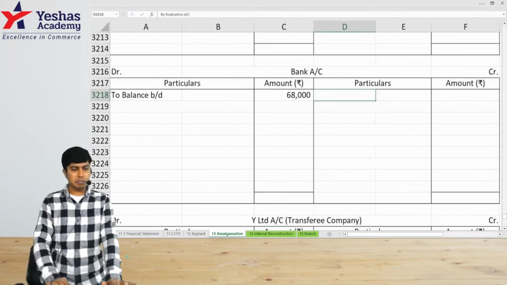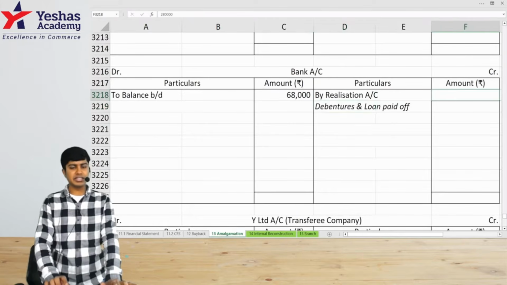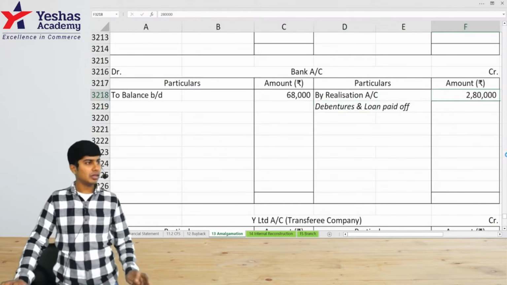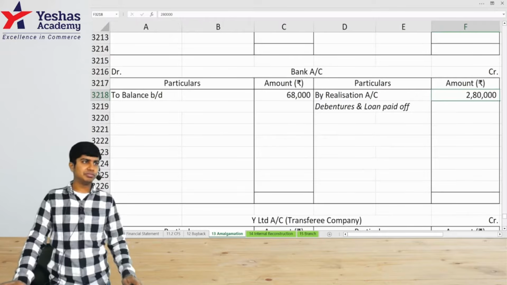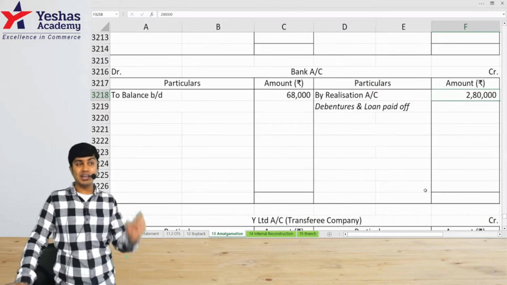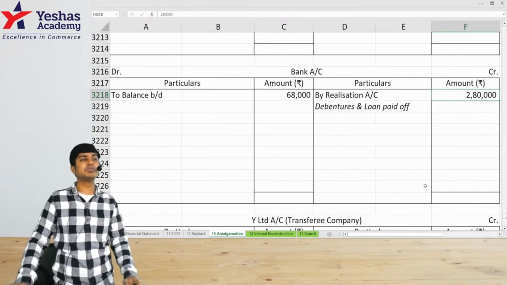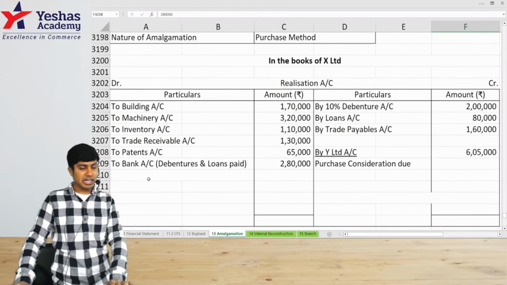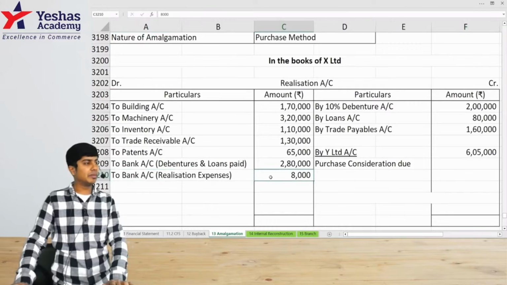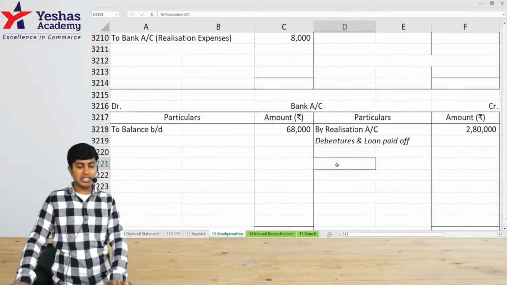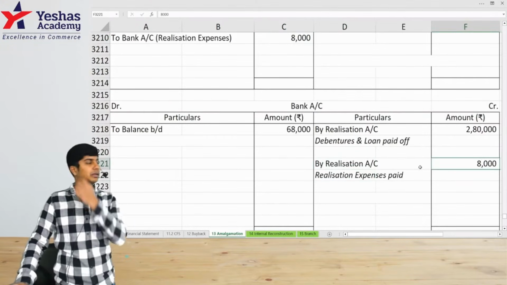In bank account, I'll write by realization, debentures and loan paid off 2 lakh 80. Assets not taken over, settlement done. Liabilities not taken over, settlement done. What next? Realization expense. There is realization expense paid 8,000. Entry: realization account debit to bank 8. In bank account, by realization account expense paid 8.